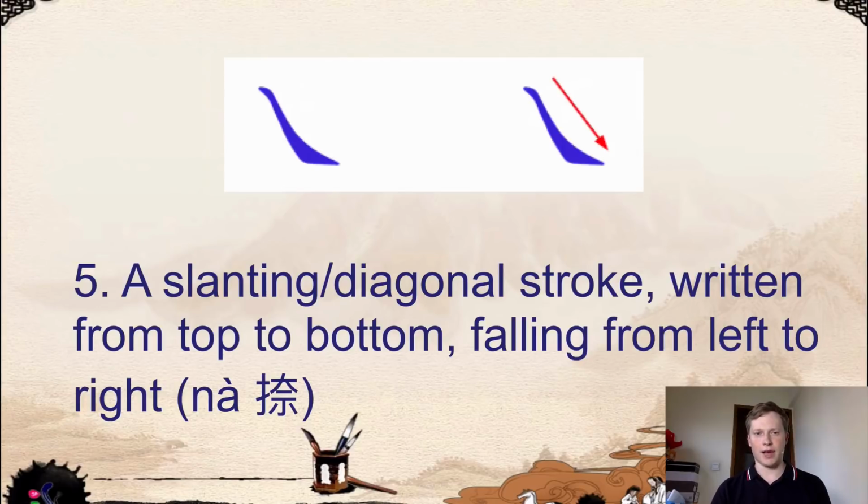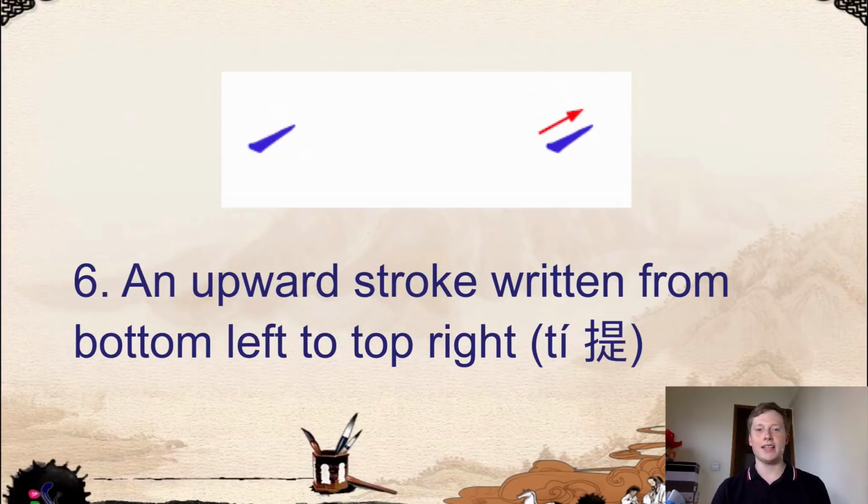The fifth basic stroke is another slanting or diagonal stroke, but it's written in the other direction, from top to bottom as well, but falling from left to right. And this is normally a curved stroke or a slanting line. And this in Chinese is called na. This is number 5. Number 6 is an upward stroke written from bottom left to top right. I just mentioned a stroke that is going from the top to the bottom. This is written from the bottom upwards in the direction shown by the arrow.